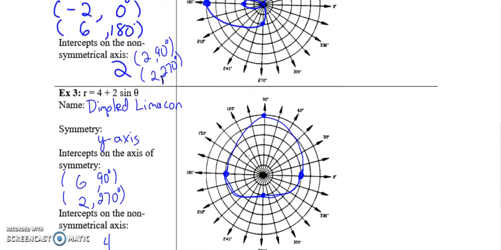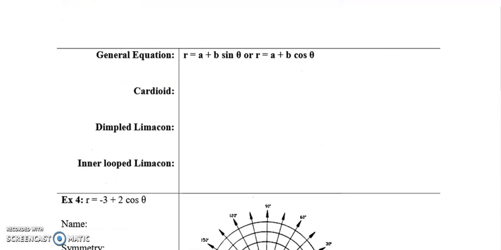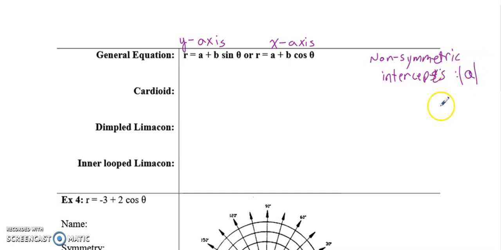So let's see how we could sort those out. Before we do that, one thing we want to touch base on again: when our equation has sine in it, that means we have y-axis symmetry. And when your equation has cosine, that's your x-axis symmetry. And your non-symmetrical intercepts are just A. Actually, we'll say absolute value of A, because we really don't care if it's positive or negative. We're going to go both directions anyway.